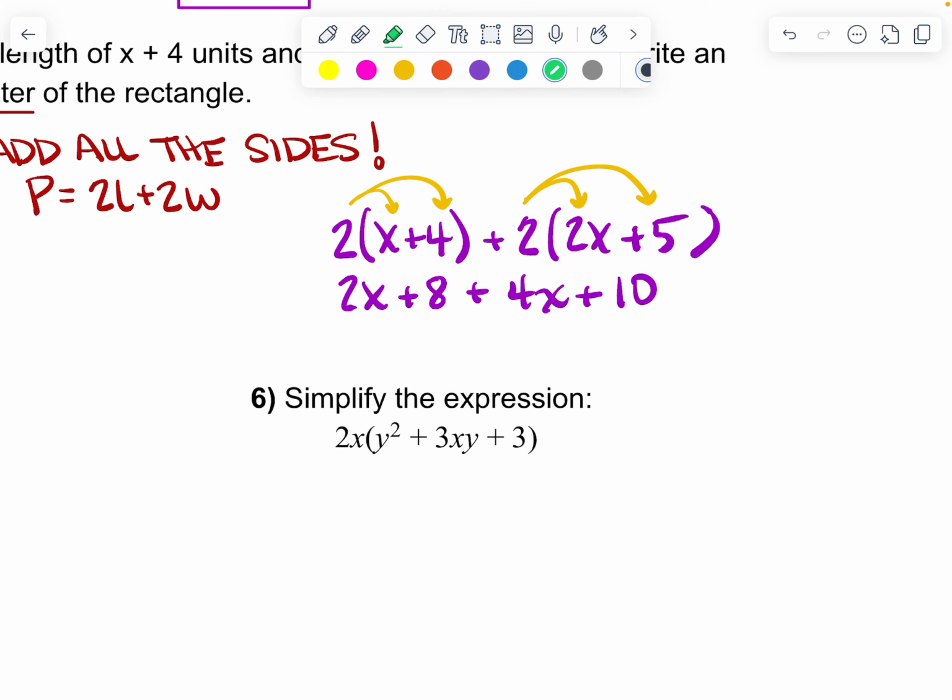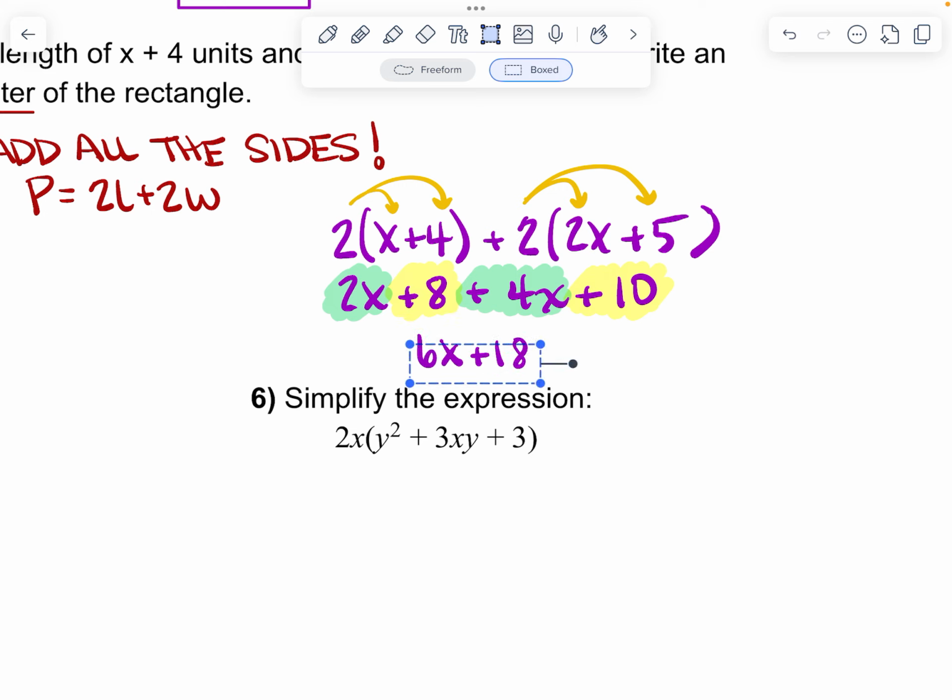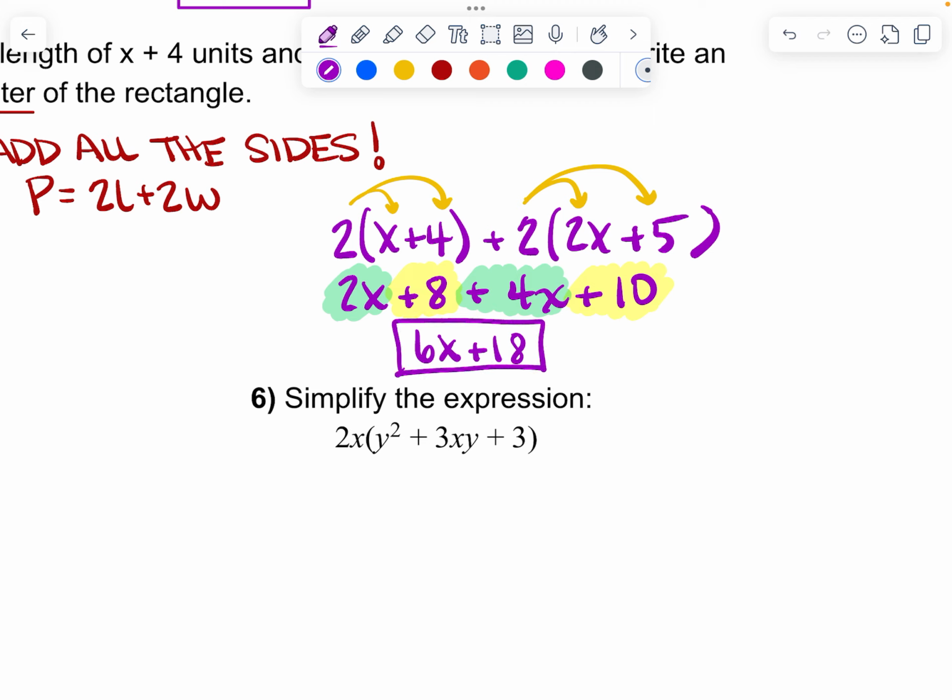And then, of course, we have some like terms, right? We've got x terms. Let me get the signs in there. So we've got positive 2x's and positive 4x's, which gives us a total of 6x's. And then we have positive 8 and positive 10, which when we combine those constants, we get positive 18. And that is going to be our answer. Let me bring that down just a little bit. There we go. So that is the expression for the perimeter.